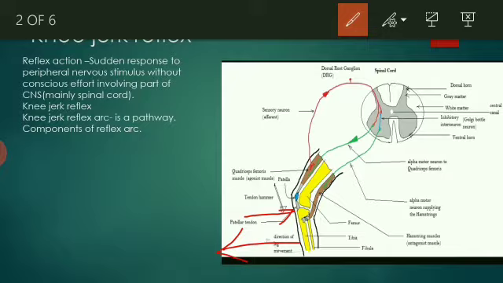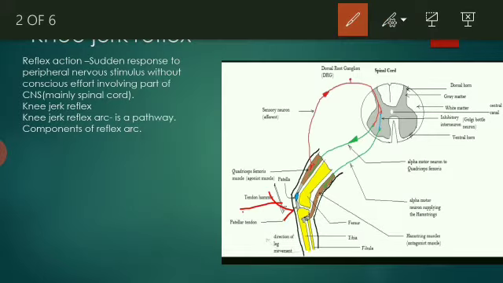So I'll start with what are the components of the knee jerk reflex and the reflex arc. Now first, a hammer is hit to the knee. Remember, the hammer won't be hit onto the knee itself, it will be hit just below the knee where the tendon is present. This will cause the tendon to slightly stretch, and this stretch sensation is detected by sensory receptors.